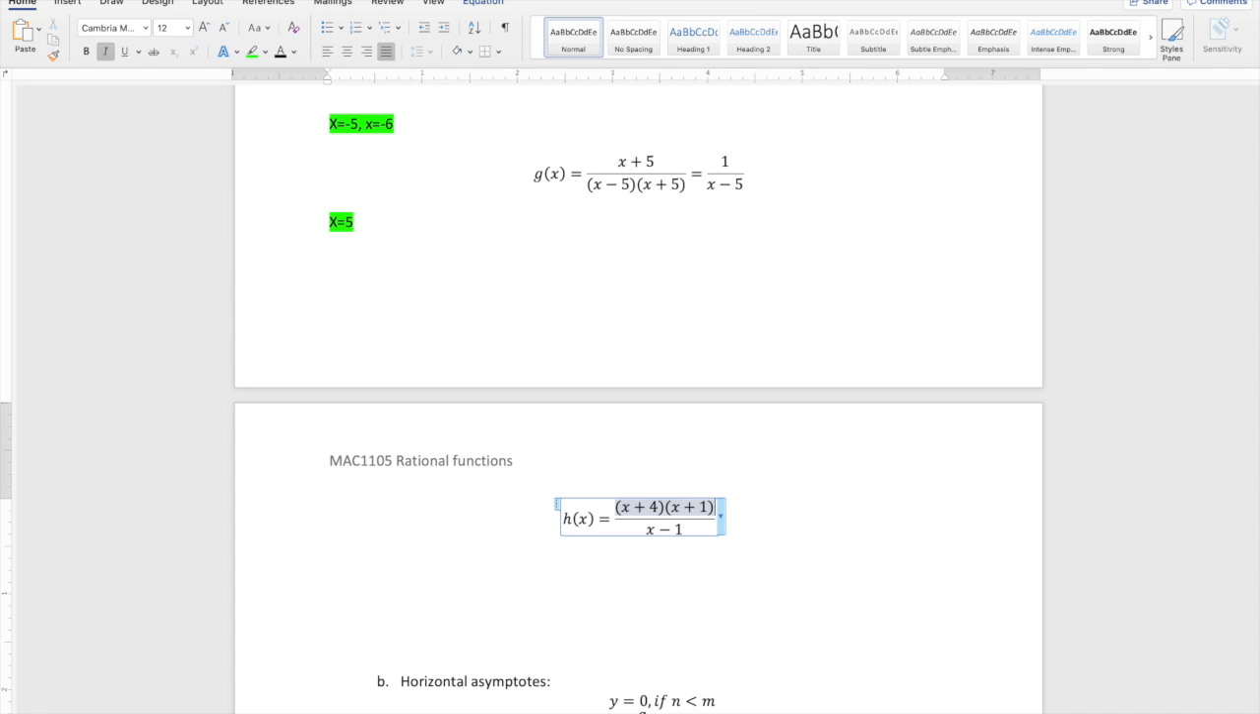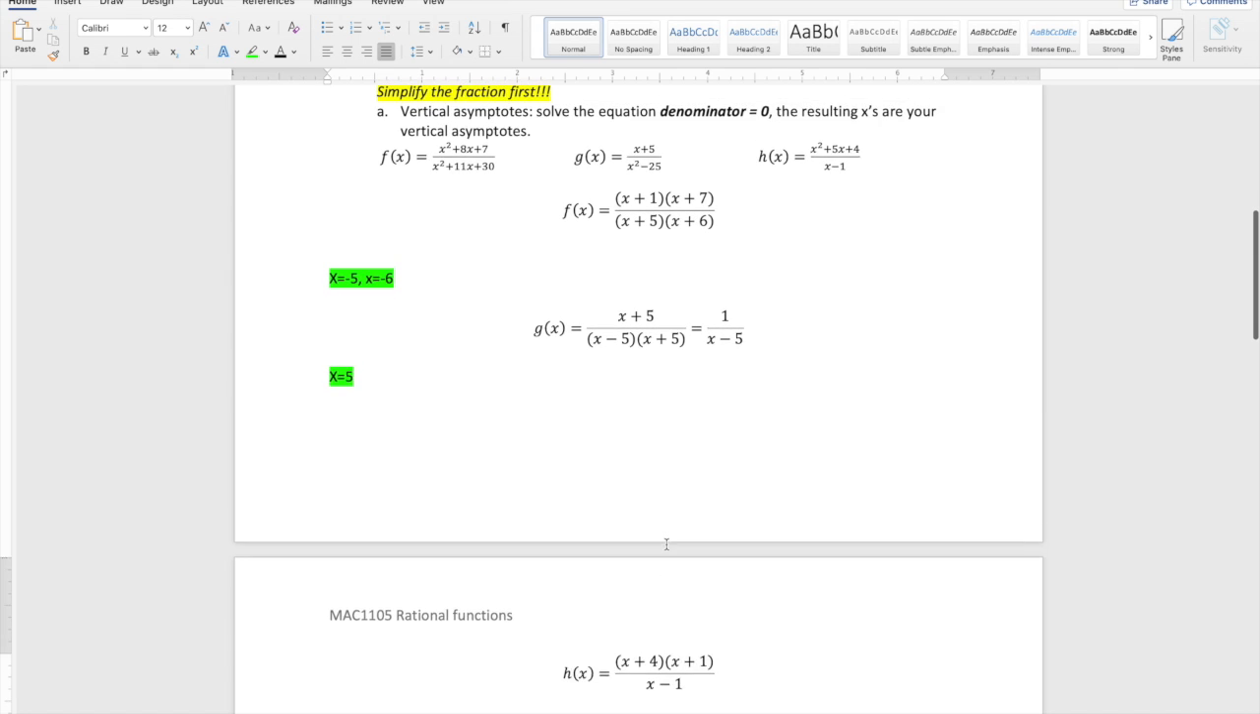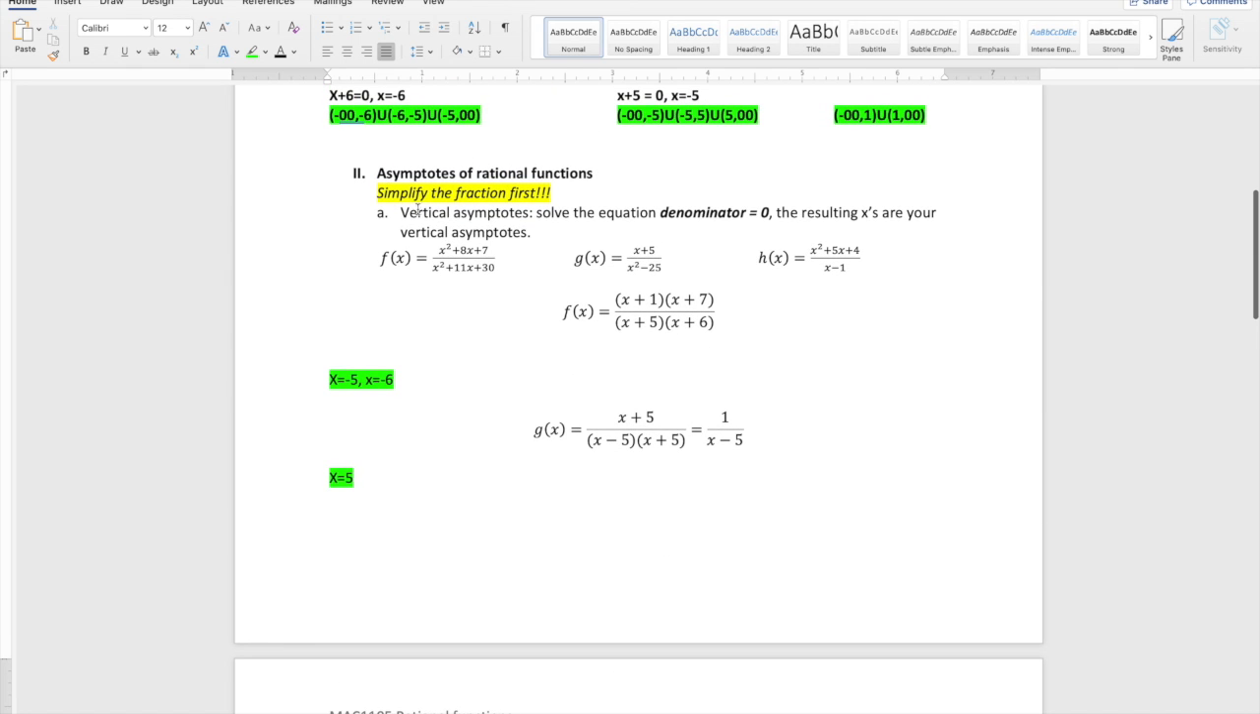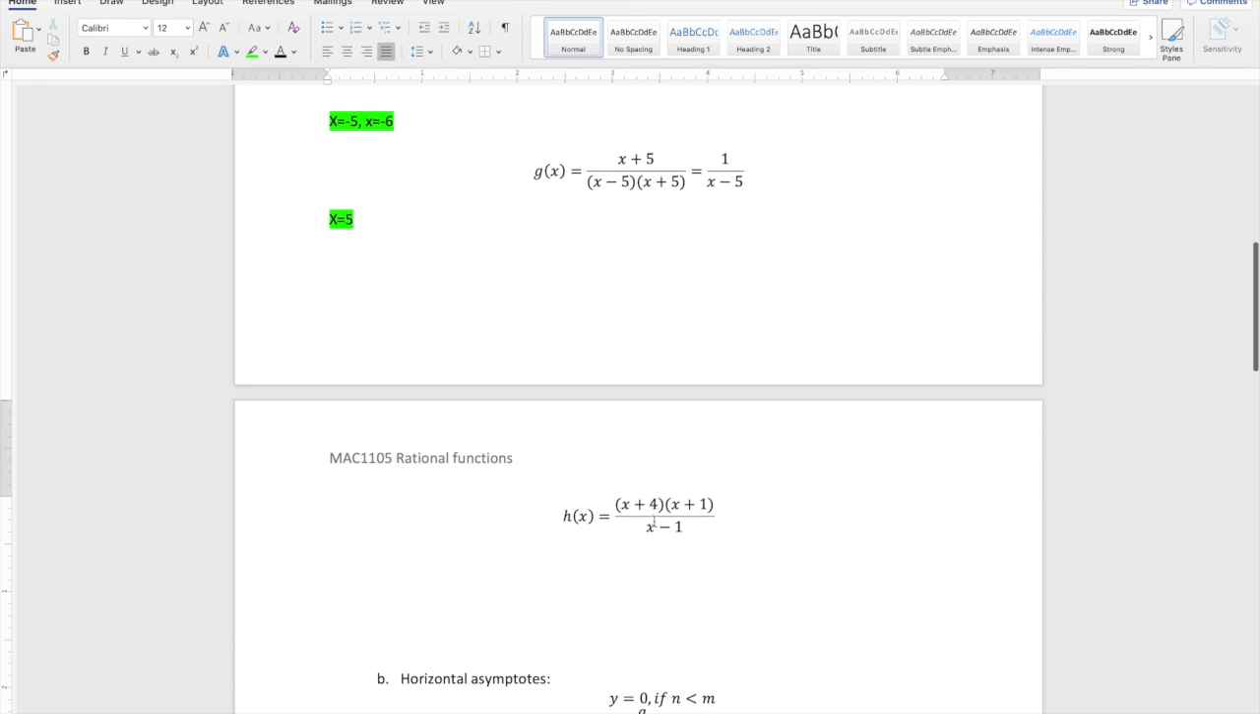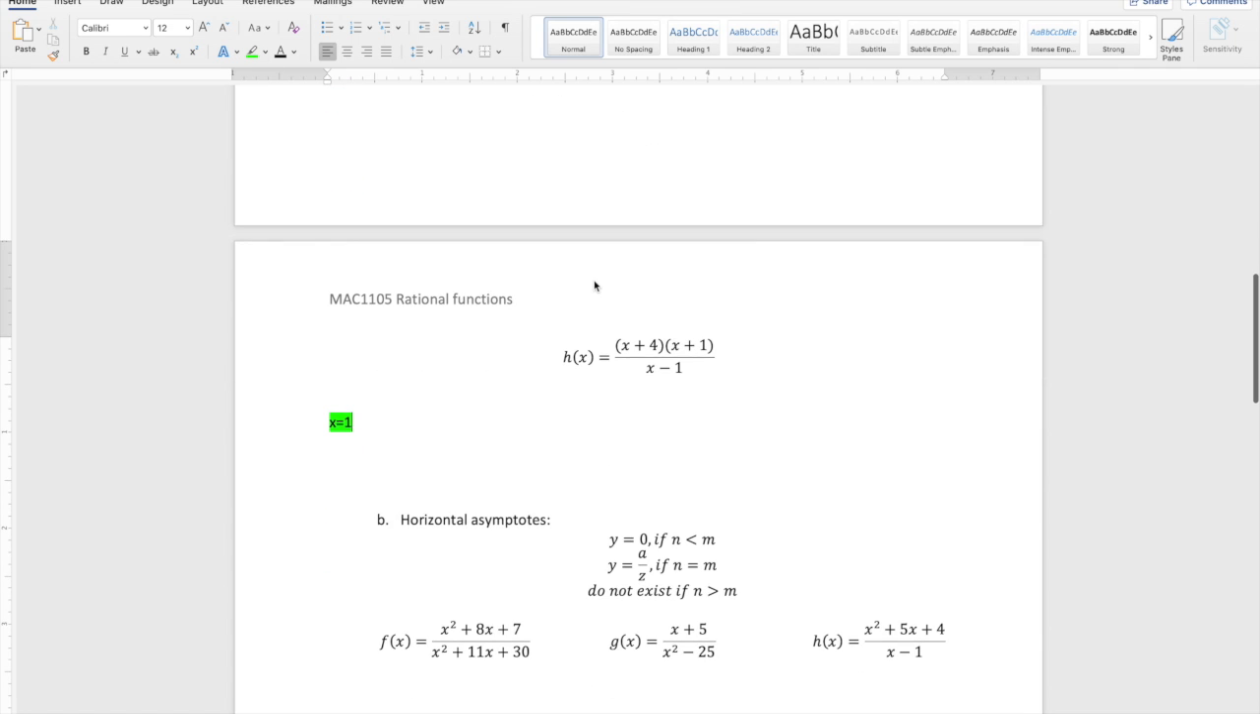And while it's factorable, the fraction actually can't be simplified because there is nothing at the top that matches with the denominator's x minus 1. So all we do is, again, remember we're looking for the vertical asymptotes, so we're going to need to do denominator equals 0. So denominator is x minus 1. I'm going to set that equal to 0, which will give me x equals 1, and that is the vertical asymptote for our function h. So we're done with that.